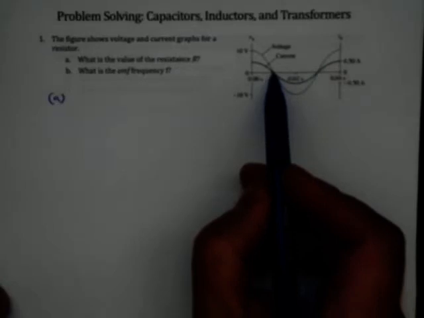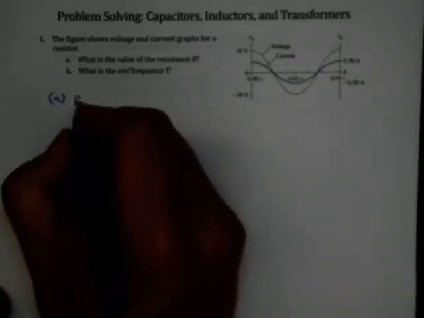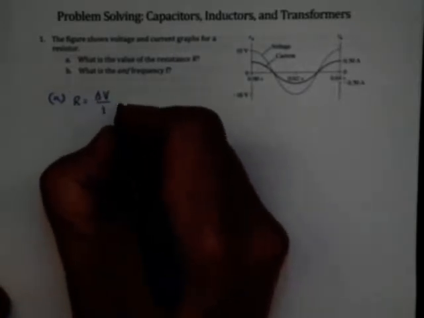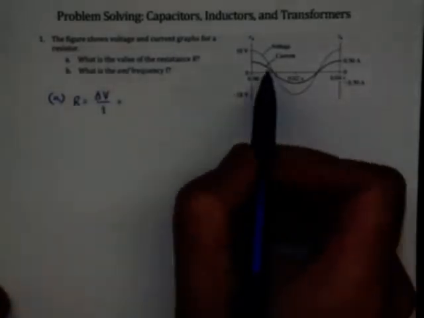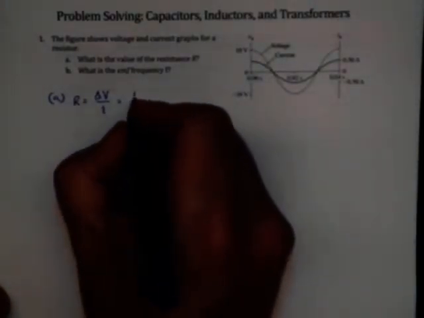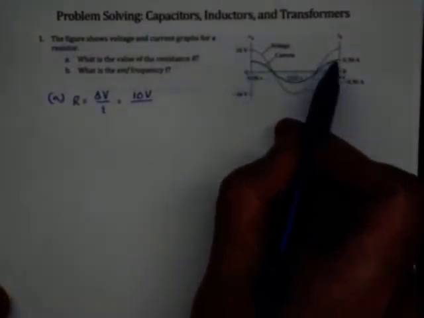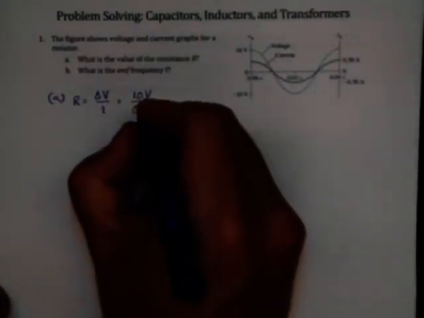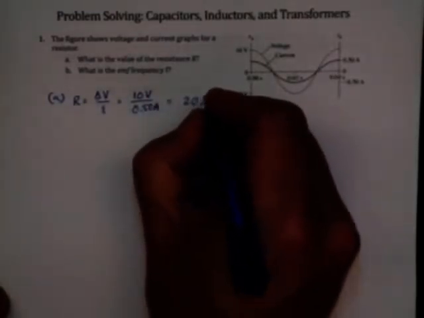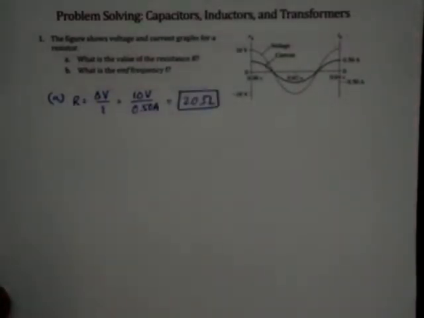Clearly I wouldn't want to pick when they're both 0, but the resistance is going to equal the potential difference divided by the current. And let's just pick the beginning. The maximum voltage, or the voltage at time 0, is 10 volts. The current at that time, I got to read it off the right hand side of the graph, is half an amp, and that means the resistance of this is 20 ohms.